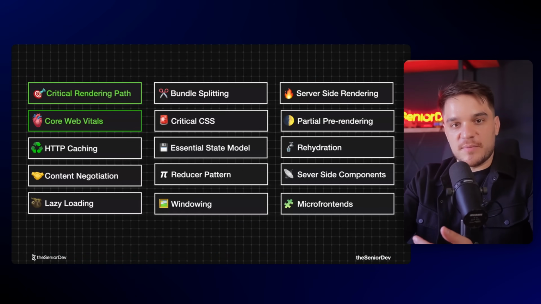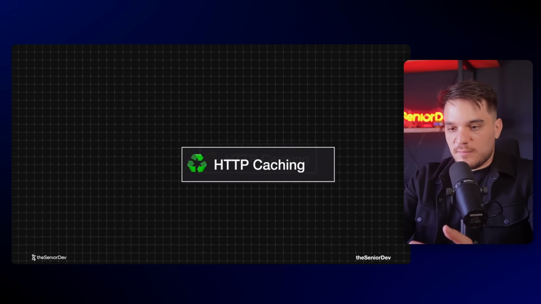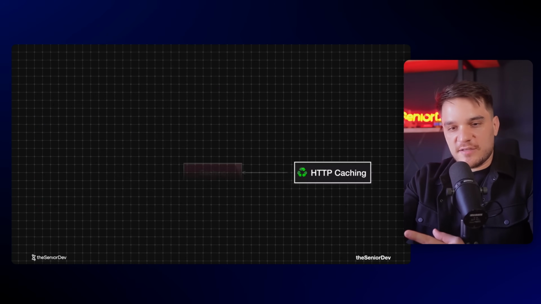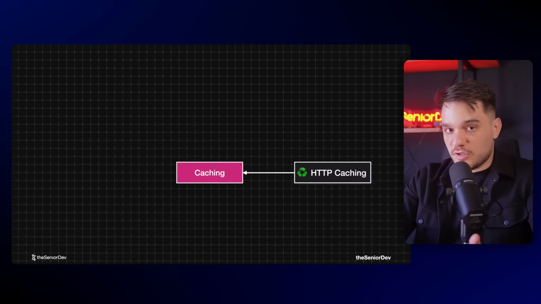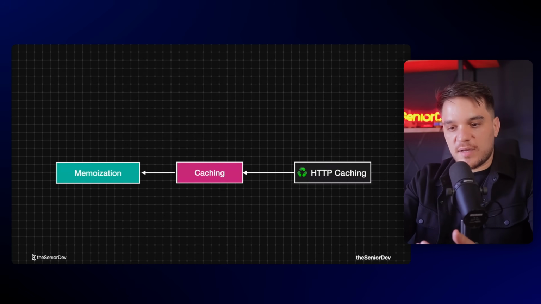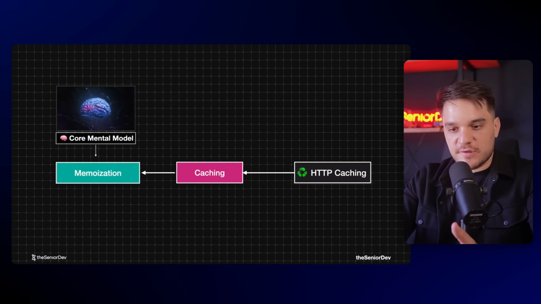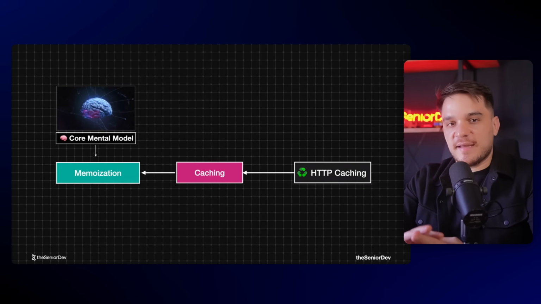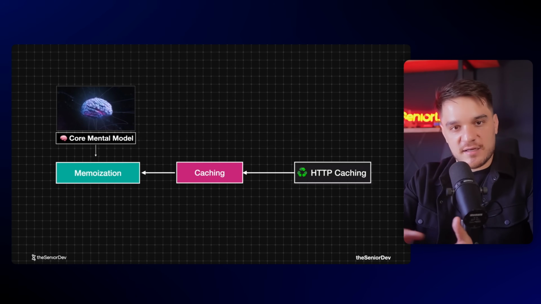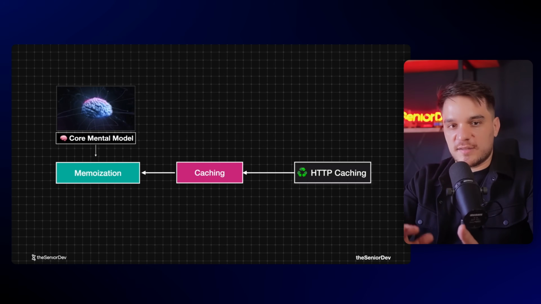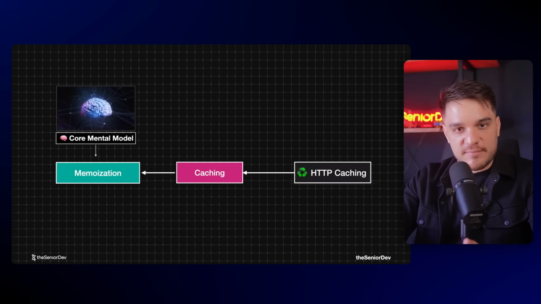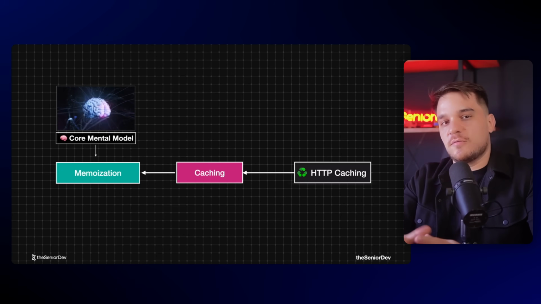Moving on to concept number 3. HTTP caching. Well, before we start talking about HTTP caching, we need to talk about caching in general. And caching is a pattern based on a core mental model, which is memoization. And you'll see memoization at every layer in any kind of application. You can have memoization at code level, you can have caching at database level, but at the end of the day, it's always the same pattern.